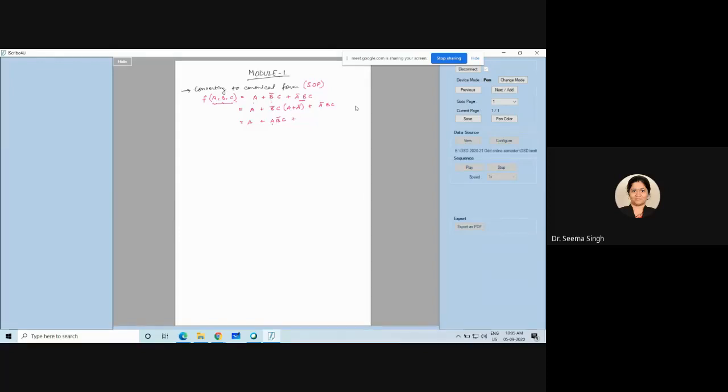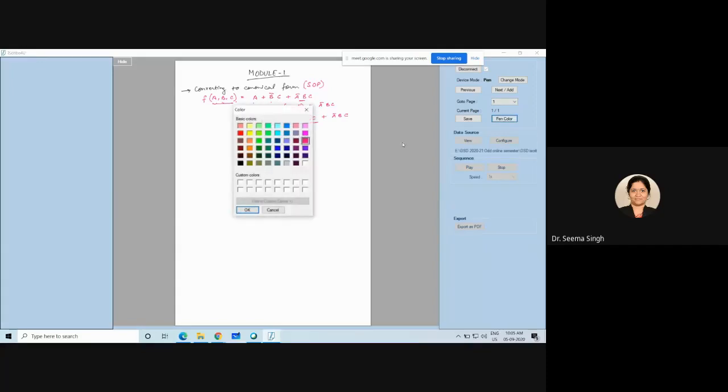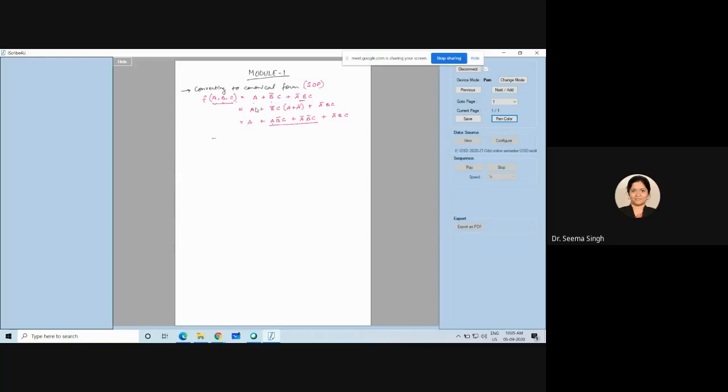Same way now you have to multiply A bar, B bar, C, and the last term will be copied as it is. So I have just converted this part. Now I have three terms which are in min term form, and one term which is not in min term form. So now I will start with this term to make it in min term form. So A, first I will multiply with B plus B bar, and all will be copied as it is.